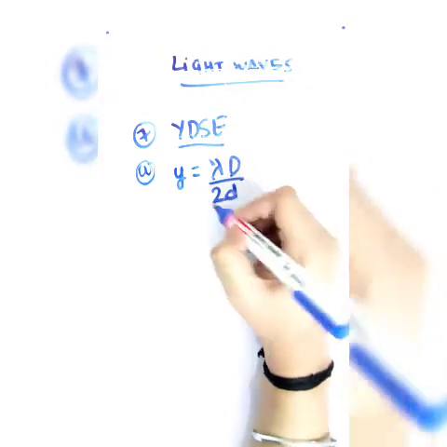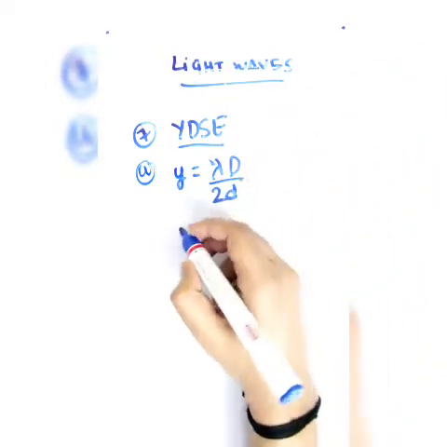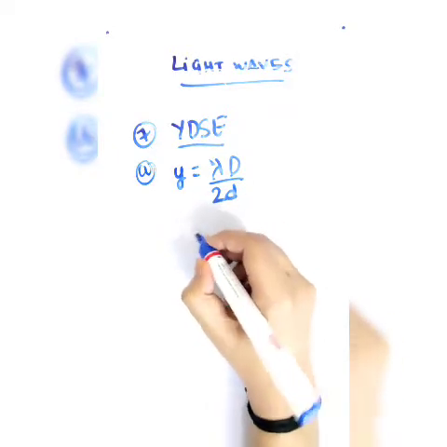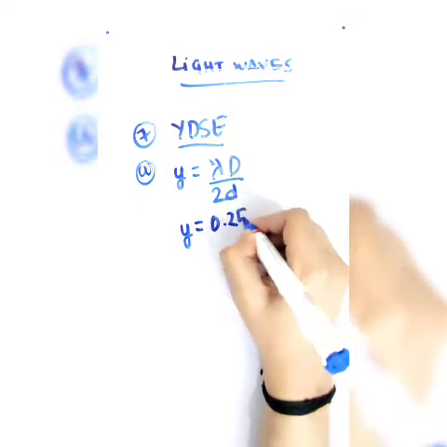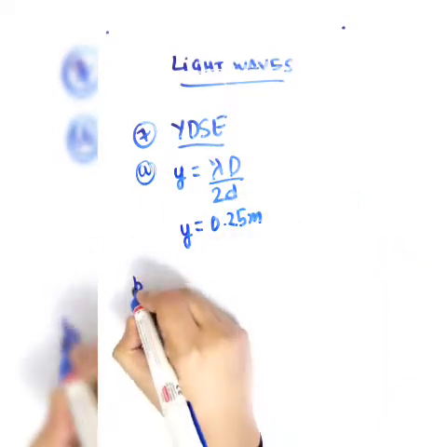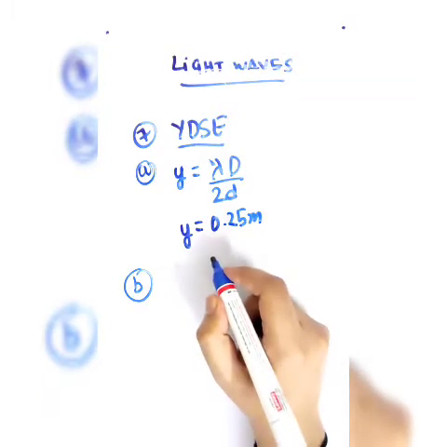This is a standard formula, and you have to remember this result. On substituting all the values given in the question, you will get y to be 0.25 millimeter. In the second part, we are asked how many bright fringes would be formed in 1 centimeter width of the screen.